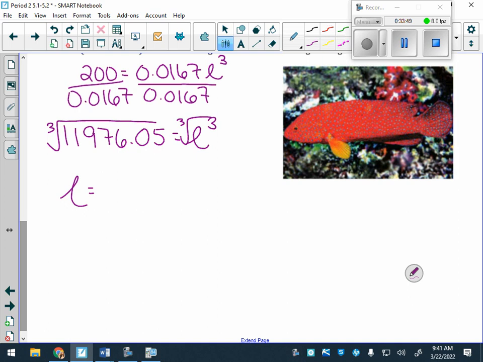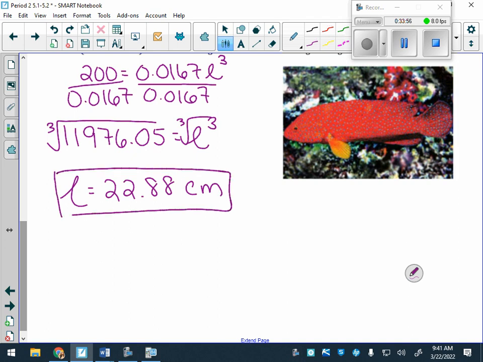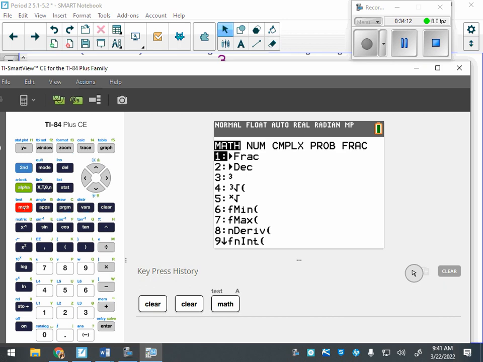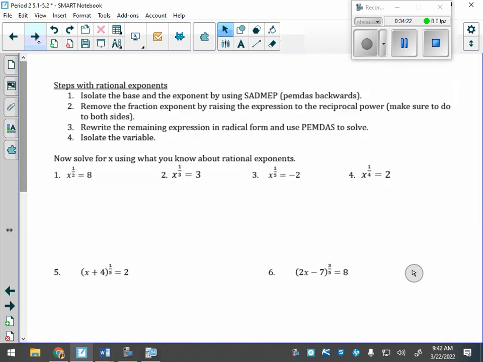22.88 centimeters. Okay. Was everybody able to find the cube root? Or raise it to the 1/3. Remember, in your calculator, you could go to math, and number 4 is the actual cube root, or anything higher is using number 5. Okay?